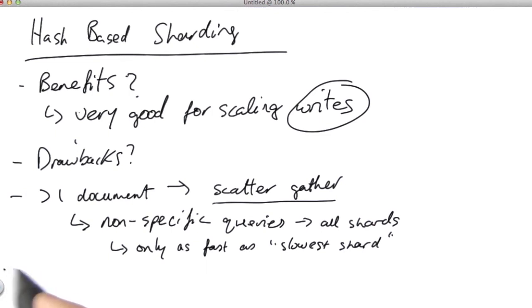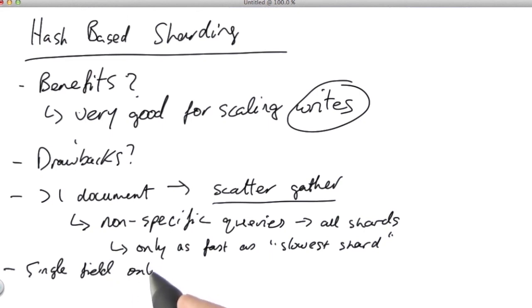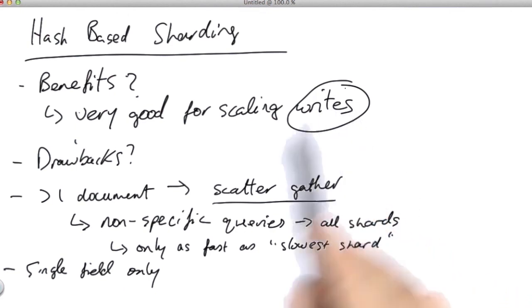The other drawback is that it is single field only at present. So if you need to have multiple fields to do decent queries on your data set, this might represent issues for you. So for single field targeted queries and for someone who's scaling their writes specifically, hash-based shard keys do work, but please bear in mind some of the drawbacks.